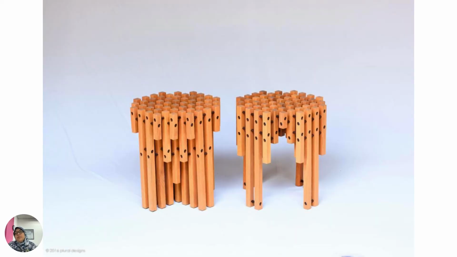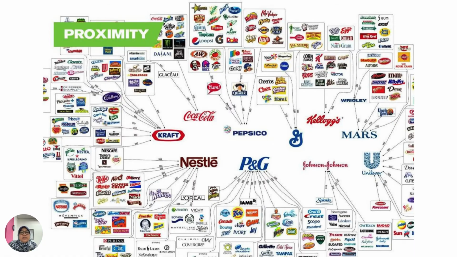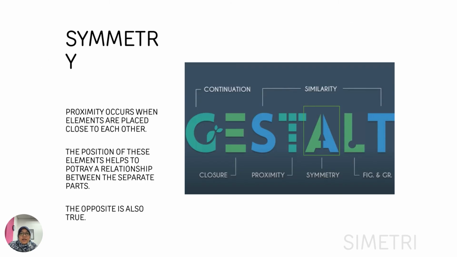And if you are a product designer, you can play along with sticks, and by placing them in a precise manner, it will create a stunning and very sturdy chair or a stool in this case. So basically, usually in logos, they use proximity in creating their logo, and here are examples of it.